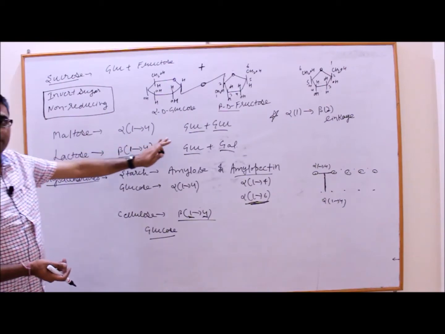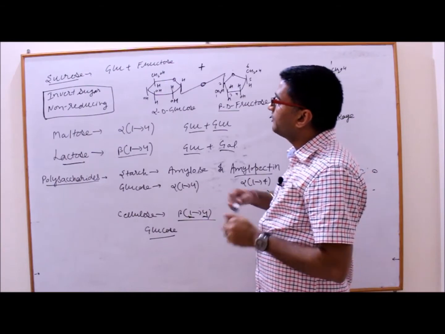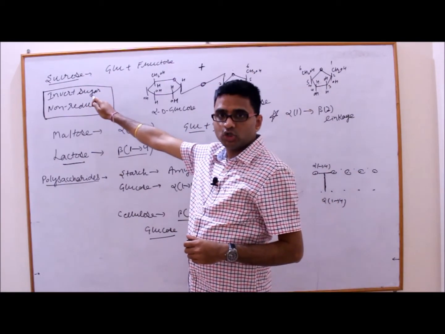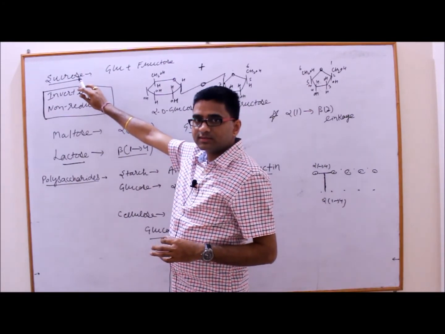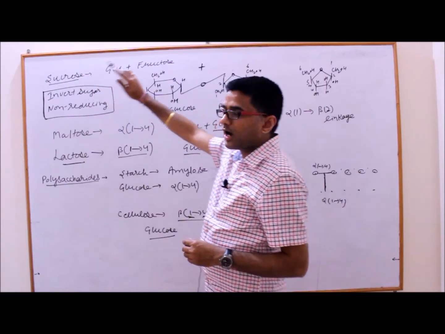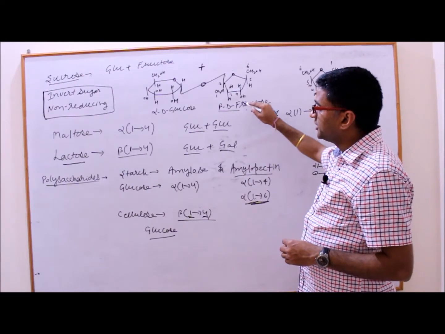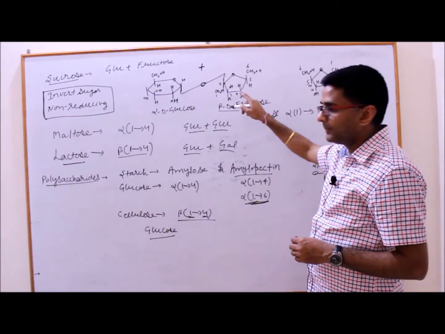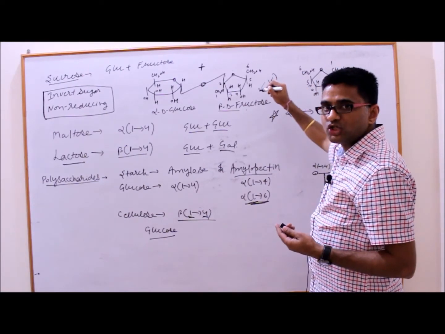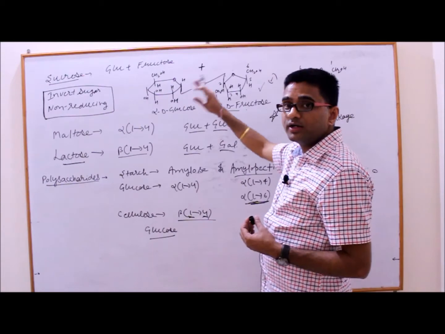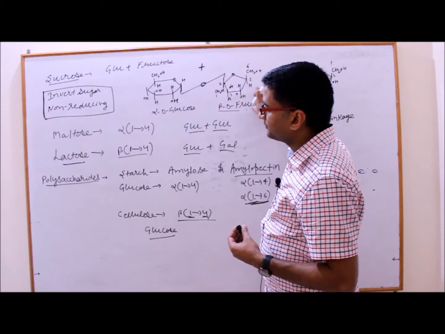Other important questions can be asked about invert sugar and non-reducing sugars. So what is invert sugar? Sucrose is known as invert sugar because sucrose has optical rotation in plus, but when it gets hydrolyzed into glucose and fructose, its optical rotation changes from plus to minus because fructose has more contribution towards the minus optical rotation. That's why it is called invert sugar. Sucrose is plus, after hydrolysis the mixture is minus.